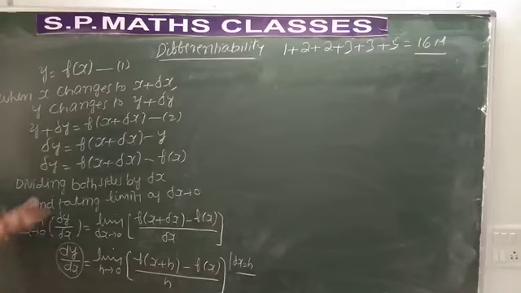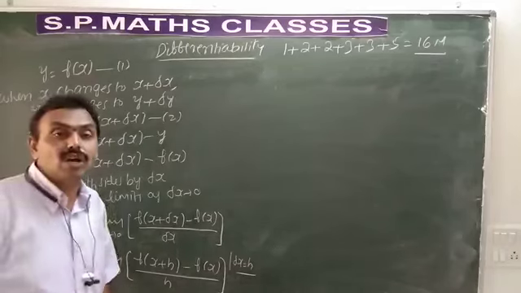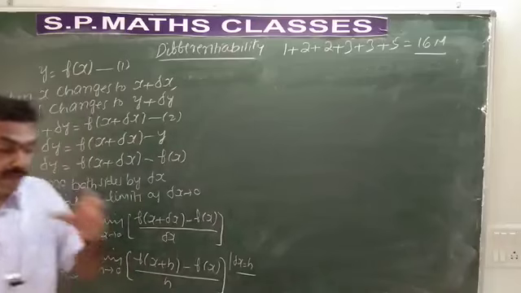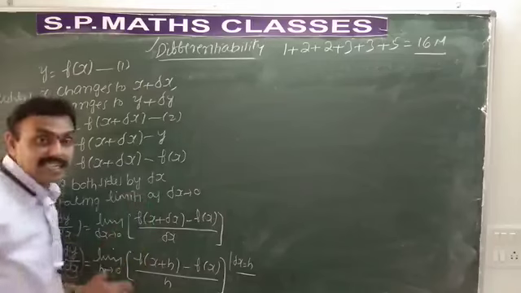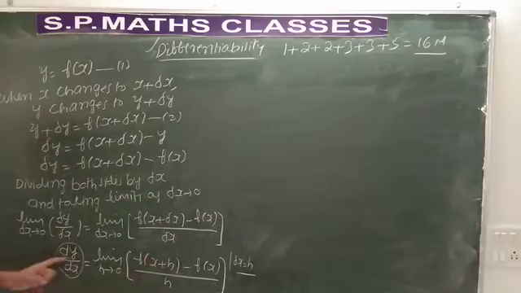Derivative means the rate of change of dependent variable with respect to independent variable. The process of finding the derivative of a function is called differentiation. The property possessed by a function is called differentiability. That's what you need to remember. This is the basic definition of differentiation.